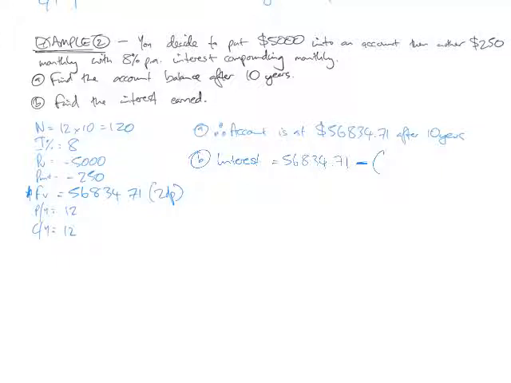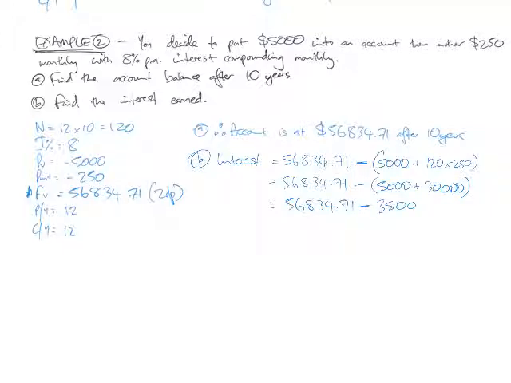But this time what you paid is a bit more complicated. You paid $5,000 to start off with, and 120 instances of $250. So there's a couple of portions to what you actually put into the account here. A lump sum of $5,000 and 120 payments of $250. So 120 times 250. So 5,000 plus 30,000. 56,834.71. Take away 30,000 plus 5,000 is 35,000.